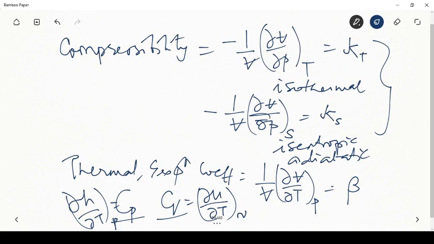Okay, so this is basically what I wanted to convey in this lecture. We'll pause at this point, and we'll continue in the next lecture with specifics of equations of state of various different forms for compressible systems. Okay, we'll stop here in this class and continue next.